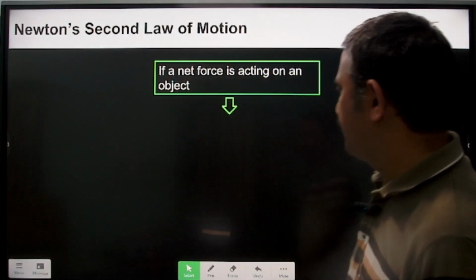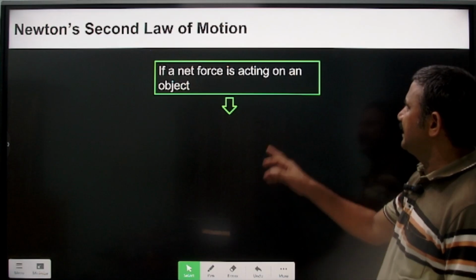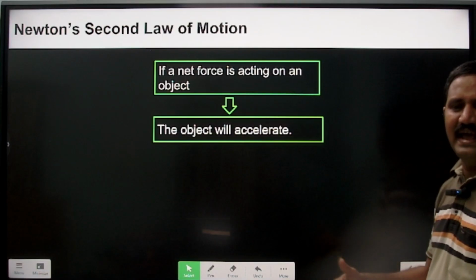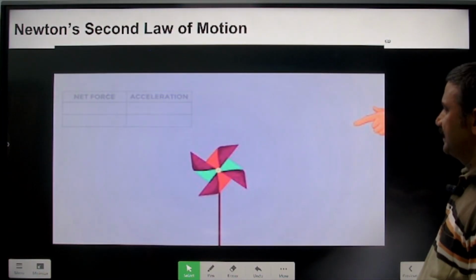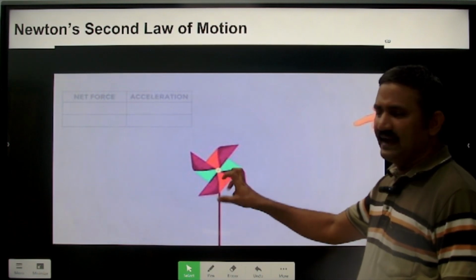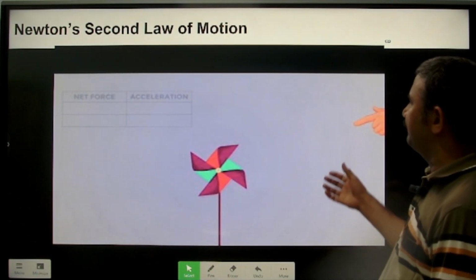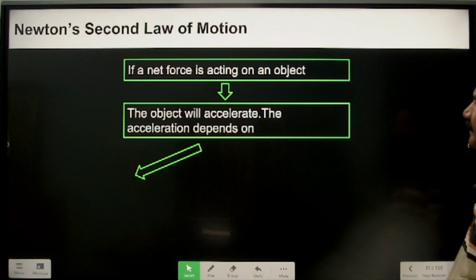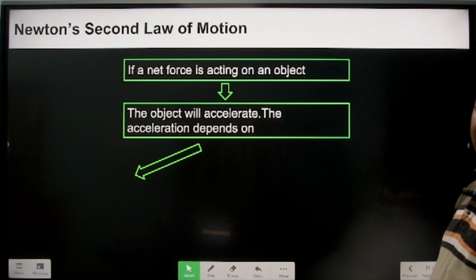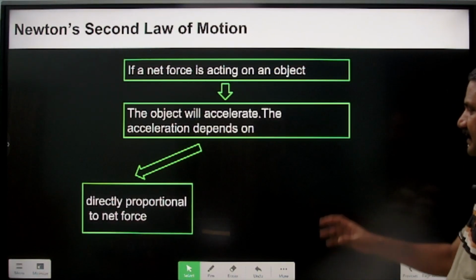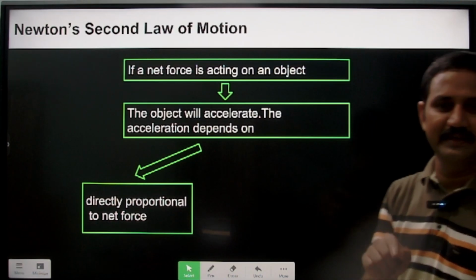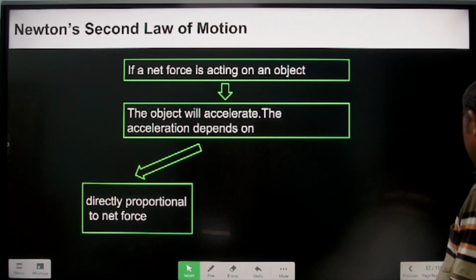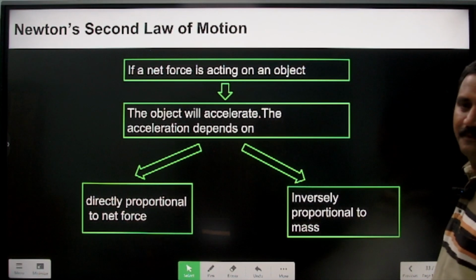Now we will discuss Newton's second law of motion. If a net force is acting on an object, then the object will accelerate. Here this is a fan. This fan accelerates because the air force is acting on it. The acceleration is directly proportional to the net external force, and the acceleration is inversely proportional to the mass.